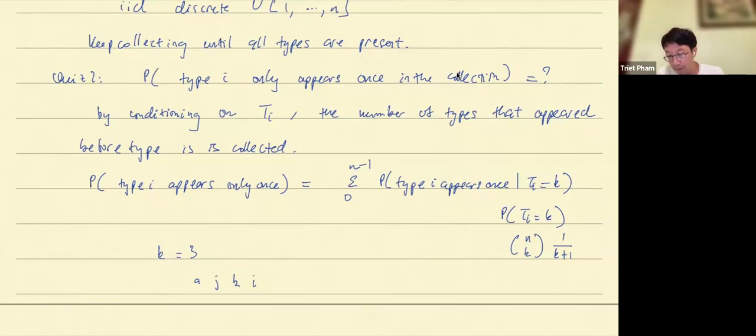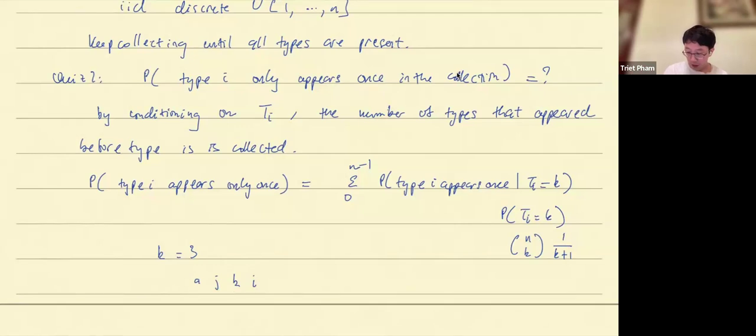Any questions so far about that? What about this then? Type I appears once, if you know that k types have appeared before type I. Well, what does it mean? Well, type I only appears once.